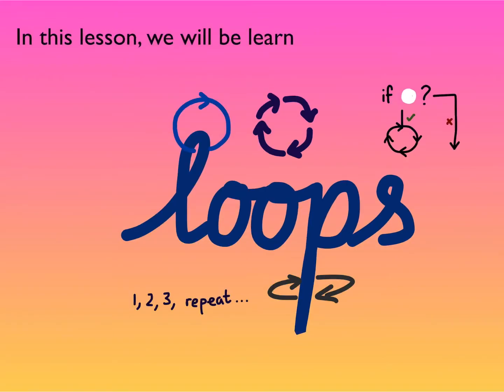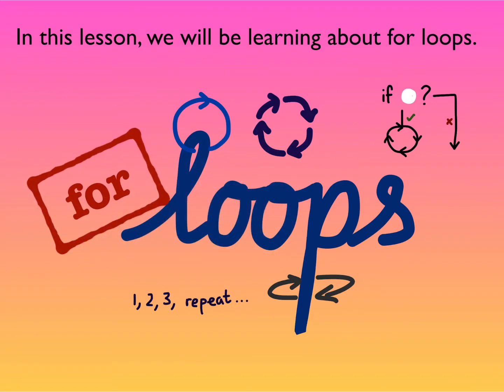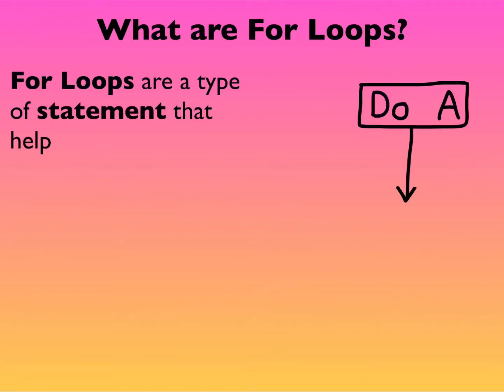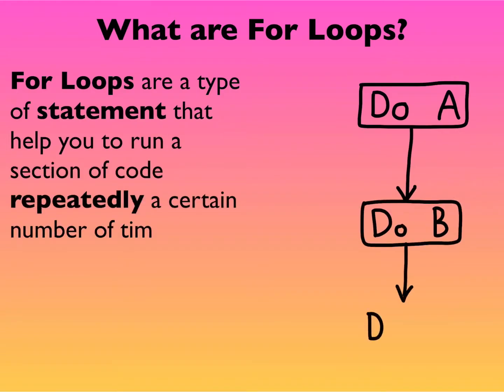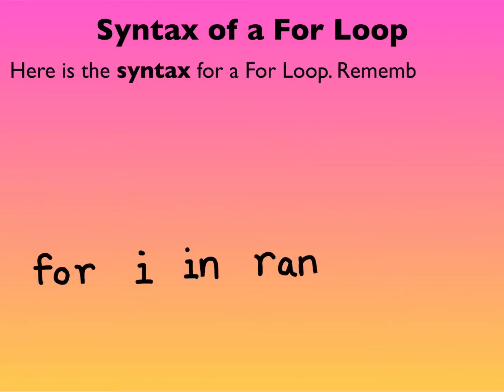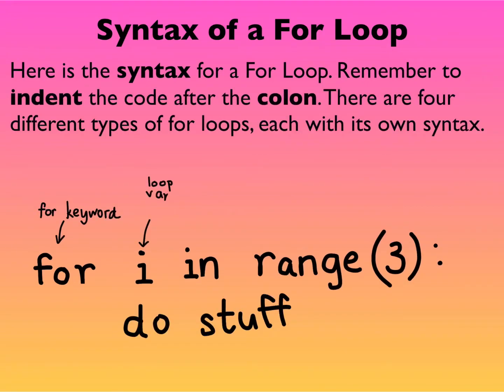In this lesson, we will be learning about the for loops, which are one of the two types of loops that are available in Python. For loops are a type of statement that help you to run a section of code repeatedly a certain number of times or iterate over a sequence. Here is the syntax for a for loop. Remember to indent the code after the colon. There are 4 different types of for loops, each with its own syntax.